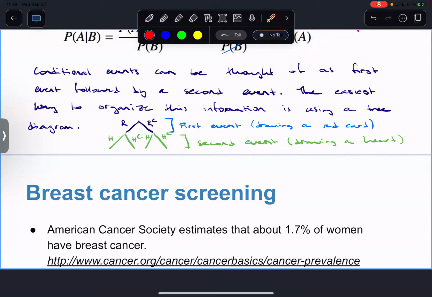But let's do an example with numbers so we can see how this works. All right. Are there any questions about that before we do?